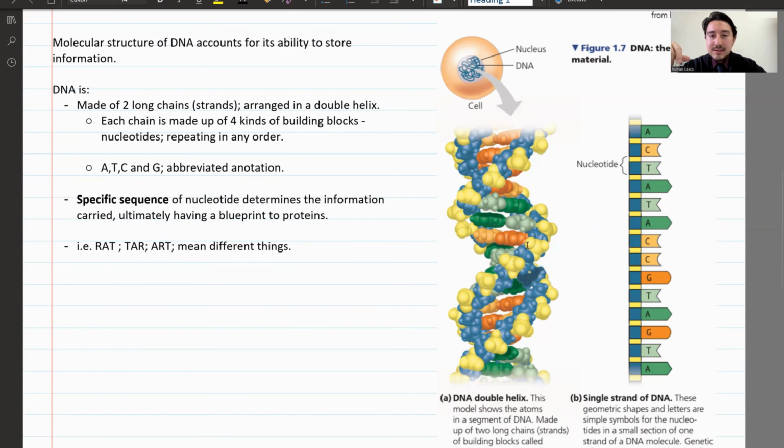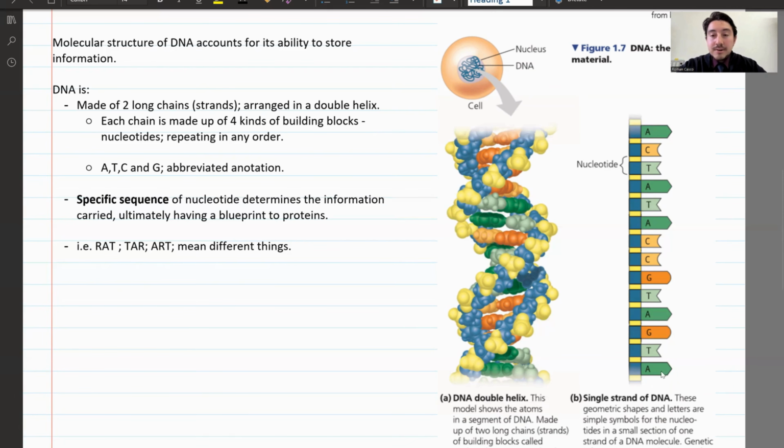So you can see this little blue area here, right? The sugar phosphate backbone, where two strands are entangled within each other. Okay, so you have these strands or chains. They're arranged in a double helix. And what makes a strand, a chain, is essentially four types of building blocks that are repeating in a particular order. All right, they're abbreviated A, T, C, and G, and they stand for adenine, thymine, cytosine, and guanine. You can see them here. This little diagram representation here.